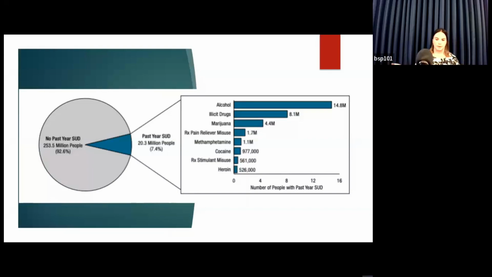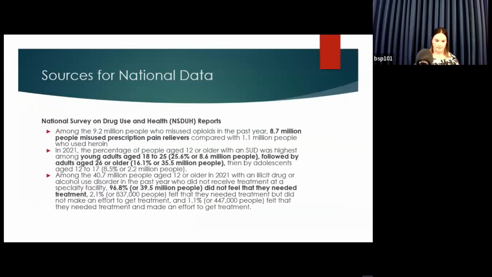The vast majority of substance use disorders are going to be alcohol use disorder. So 14.8 million Americans met criteria for alcohol use disorder in a given year. And then illicit drugs also make up a big chunk. And when we say illicit drugs, that includes marijuana, since on a federal level, it is considered an illicit substance. And yeah, that's all I'm going to say about that one.